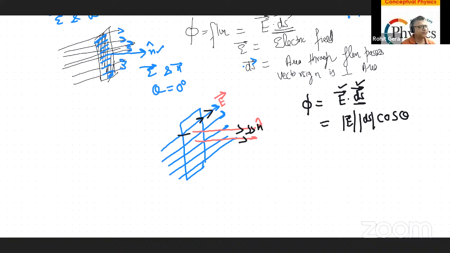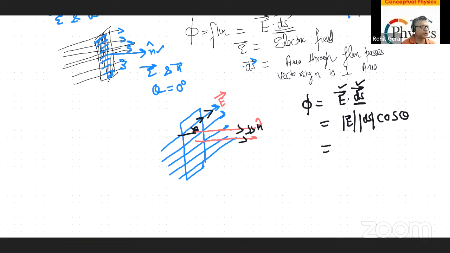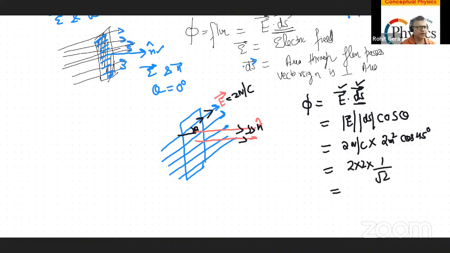Right. So if, for example, electric field was given to be 2 newtons per coulomb, so this will be 2 newton per coulomb into area. For example, this was 2 meters square. The angle between them, cos of 45 degrees. Assume it was 45. So 2 into 2 into 1 by root 2 is equal to 4 divided by root 2. Electric field is Newton per coulomb, area is meter square. So Newton per coulomb into meter square. This gives me a quantity called electric flux.